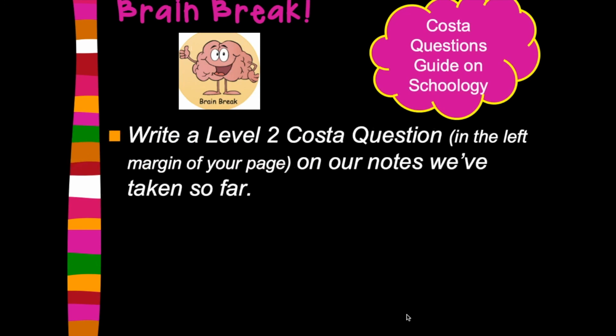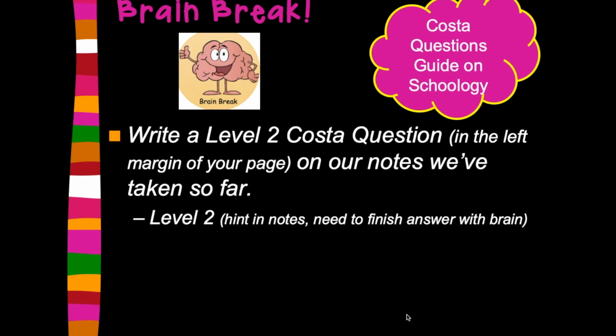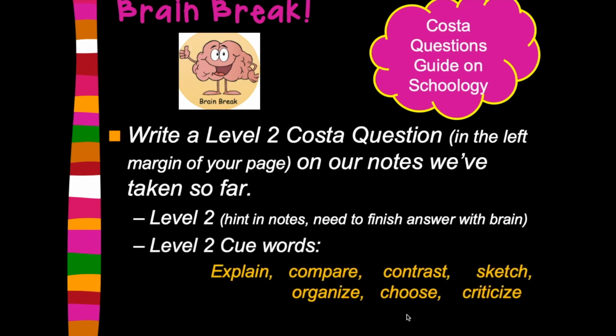So go ahead and take a little break again and do a level 2 question. Level 2 questions, remember, are ones where there's a hint in your notes, like maybe a definition, but then your brain needs to finish the rest of the answer. A great example would be to contrast physical and chemical changes, or sketch a picture of a physical change, or explain why a chemical change has a new identity. So that's a level 2 kind of question. Go ahead and pause, take a little break, finish your question, and welcome back.